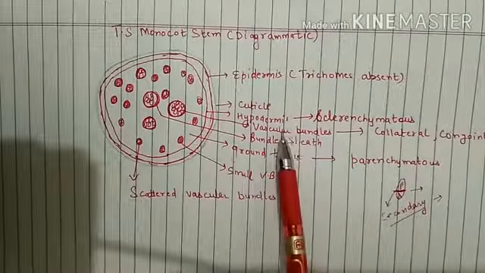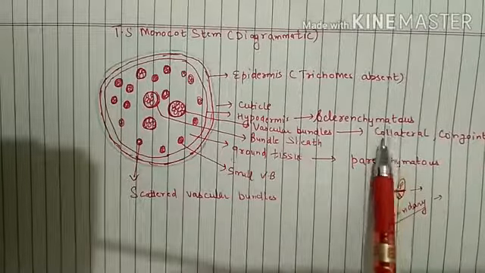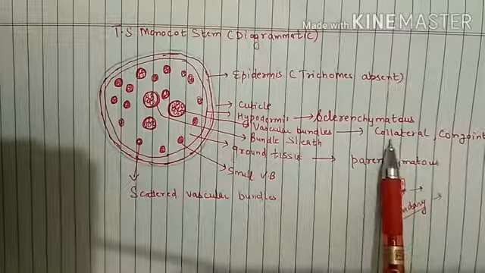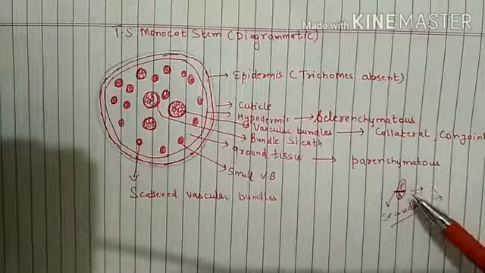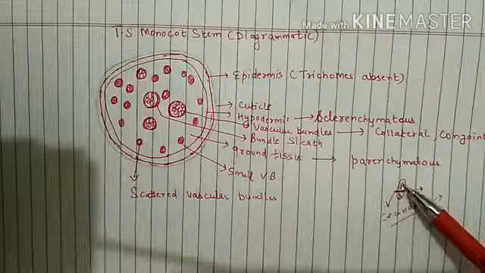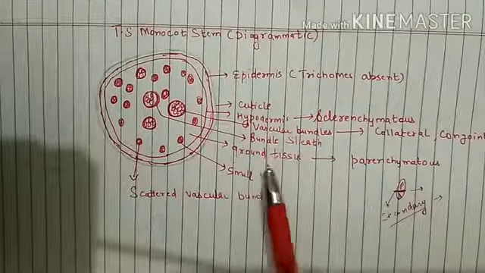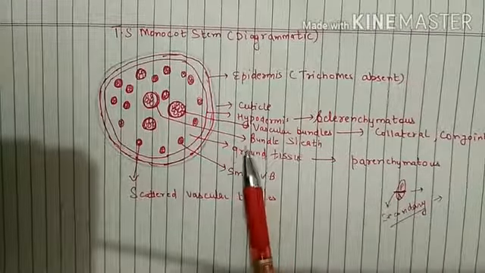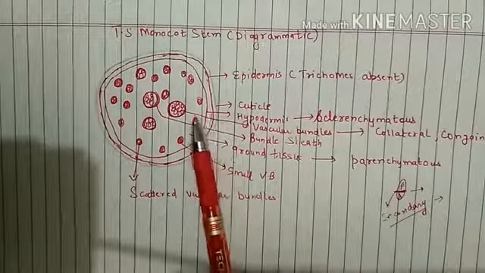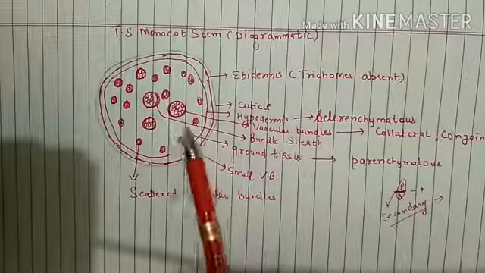That is, vascular bundles are arranged in collateral, conjoint and closed position. Closed vascular bundles means there will be no cambium observed between phloem and xylem. Then the most important thing, exactly next to hypodermis there starts the ground tissue.